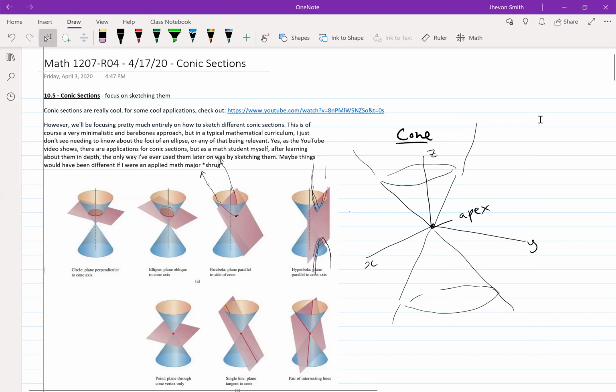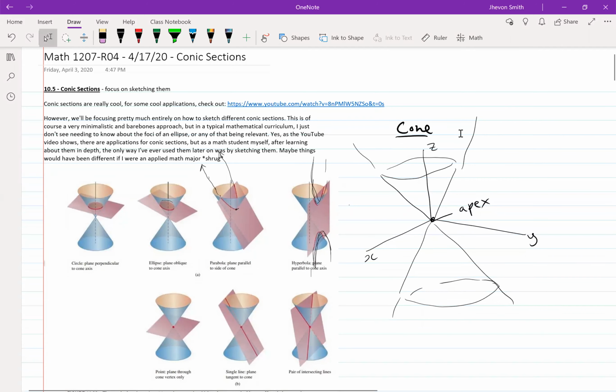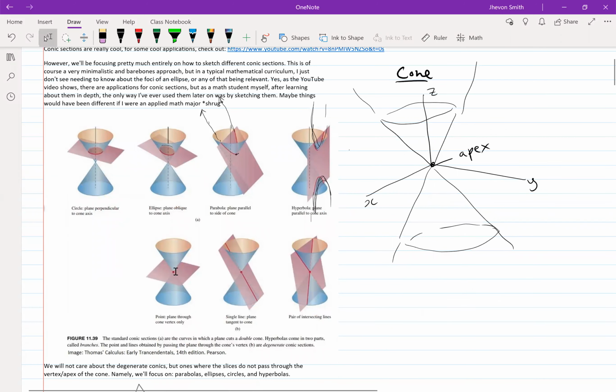Now, there are such things called degenerate conics. This is when you slice it such that the slice goes through the apex itself. This can either result in a point, or just one straight line, or two straight lines crossing each other in an X. These are called degenerate conics. And for us, we're not going to care about these.